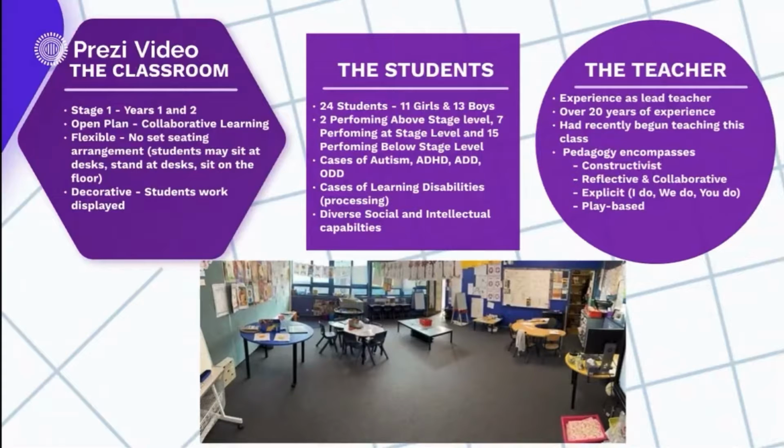The research will relate to a Stage 1 class consisting of Year 1 and 2 students. The classroom has an open learning space where students are provided with choice for their workstations. There are desks with and without chairs and cushions for floor work. The room is decorated with students' artworks and informative posters. There are 24 students within the class that have diverse skills, needs, and abilities.